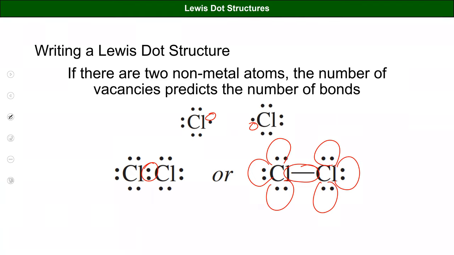Unless they're in a d-orbital and then there's other things going on, like all that exchange energy. But for non-metals, we want all of our electrons to be paired up. If you have an electron that's not paired up, that's actually what a free radical is.